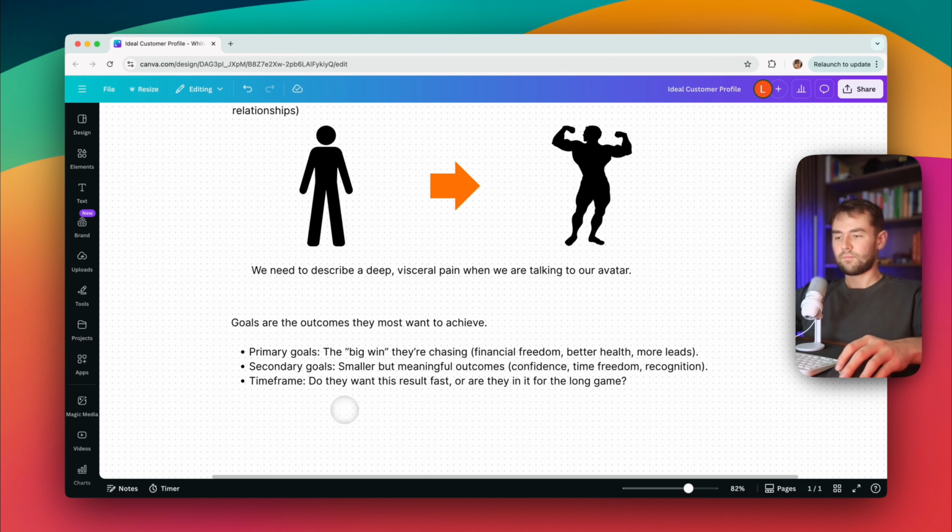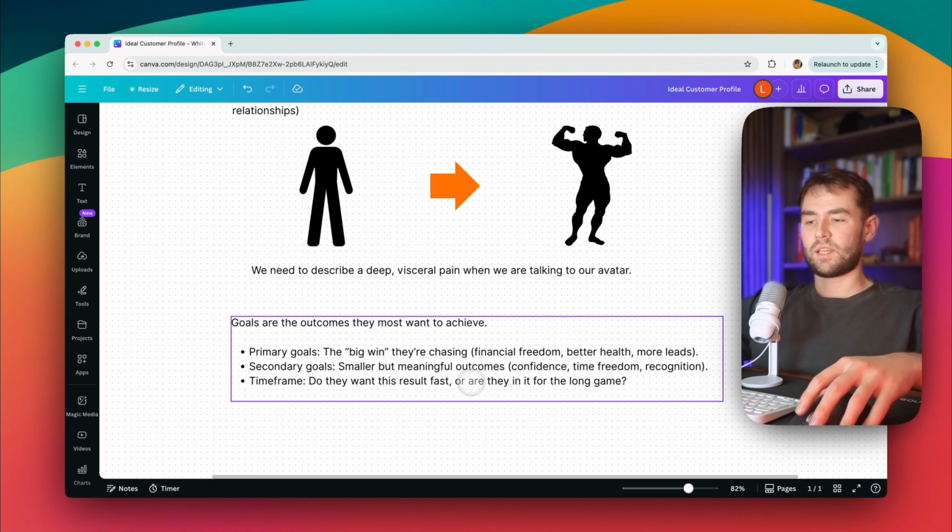And then finally we've got the time frame. So how fast do they want this result? Obviously, in an ideal world, everyone wants this result tomorrow, or instantly. But how fast can you actually look to deliver this result for people? Are they in it for the short term, or are they going to be in it for the long game? And this can really affect your offer, the way that you talk to people. If someone's looking for a quick fix and you're a personal trainer, they might not be a good fit for you.